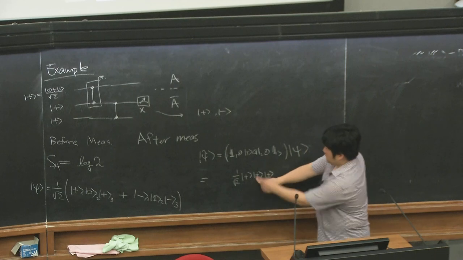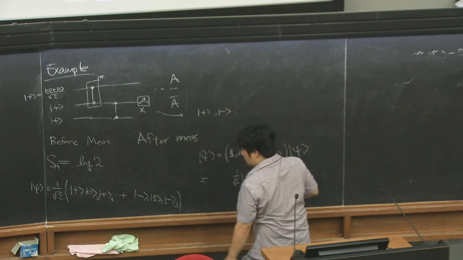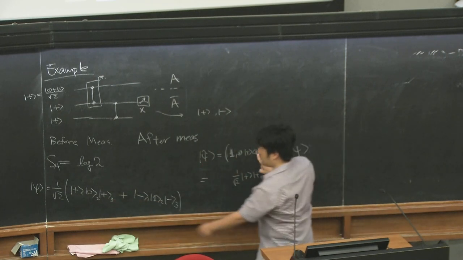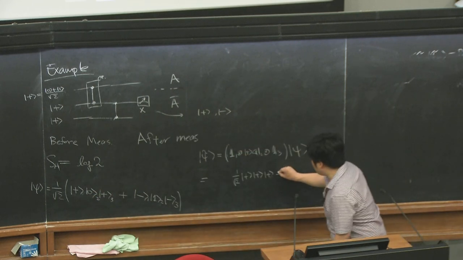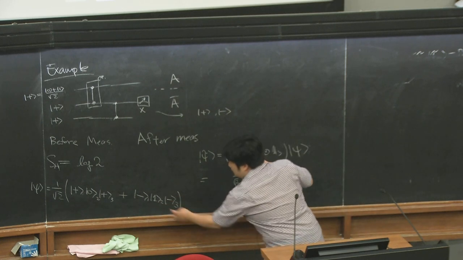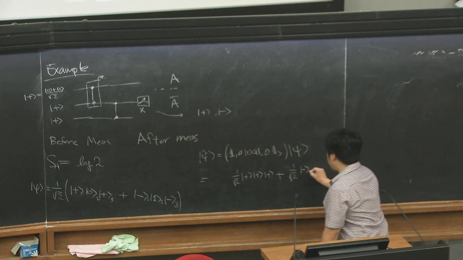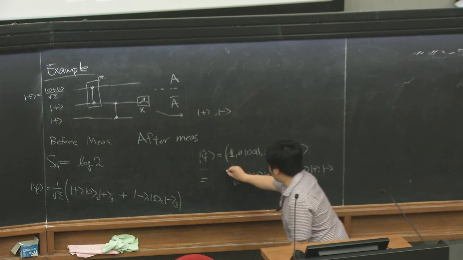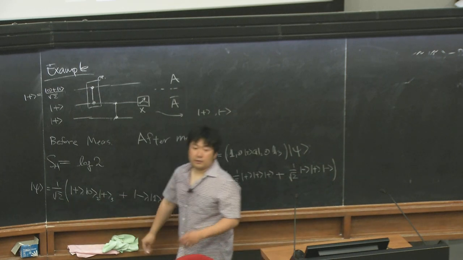This plus, because we have a plus here, this plus, because we have a plus here, and 1 over square root 2, because we have an overlap between this plus and this 0, which is 1 over square root 2. In superposition with this branch, where the overlap between plus and 1 is also 1 over square root 2, so basically we have the same thing, 1 over square root 2 times minus, plus, minus. And then we have an overall factor of 1 over square root 2 coming from here. Okay?